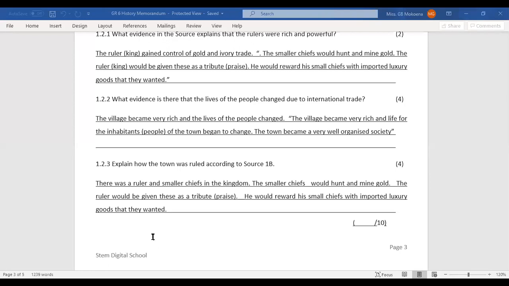Okay, Pure. My answer was local traders took the gold and ivory down and sold it to foreign traders. Yes, cool, nice. Make yourself right.